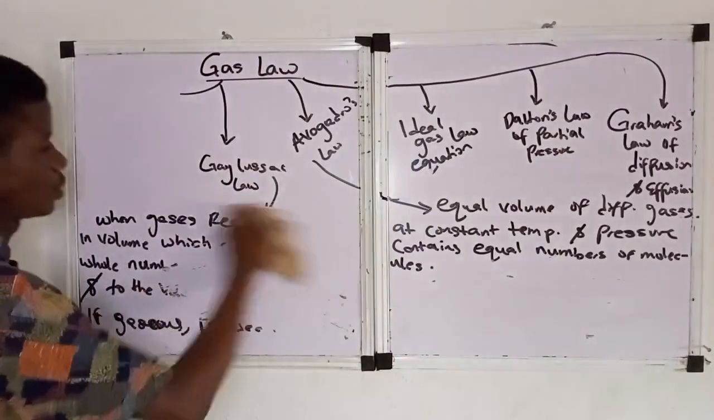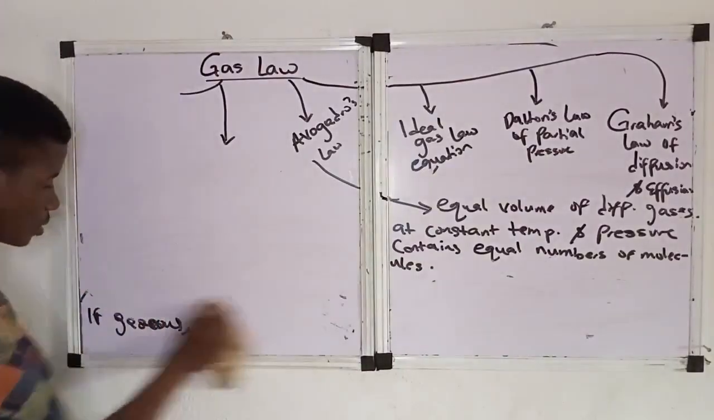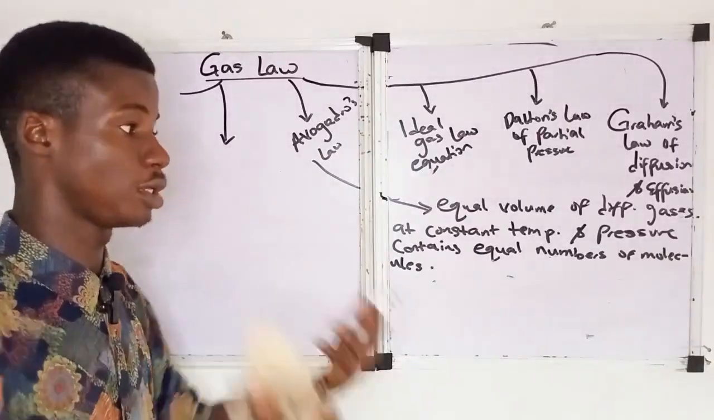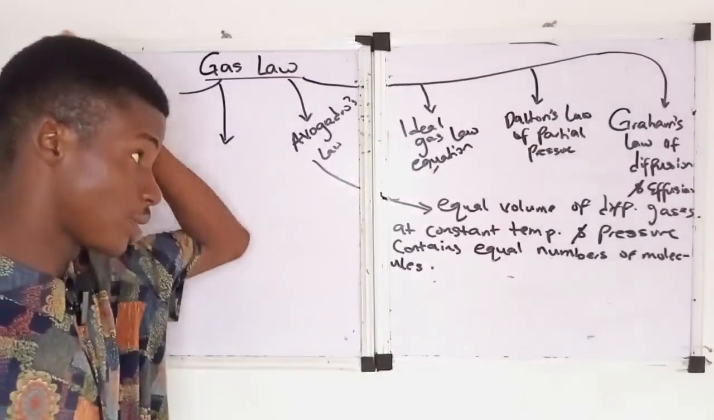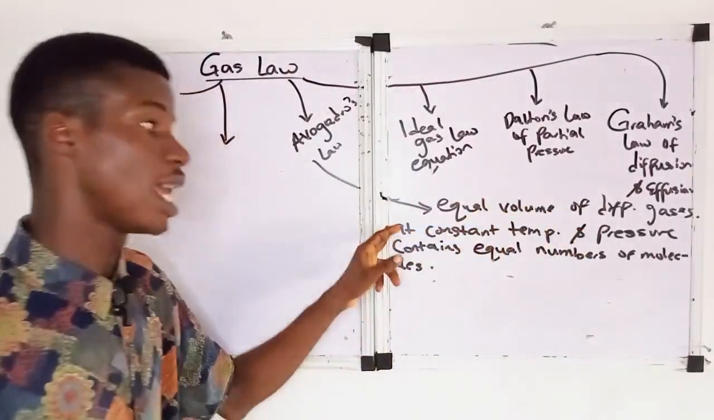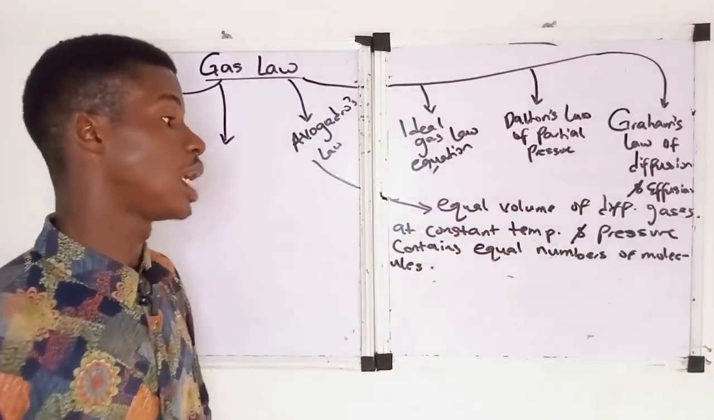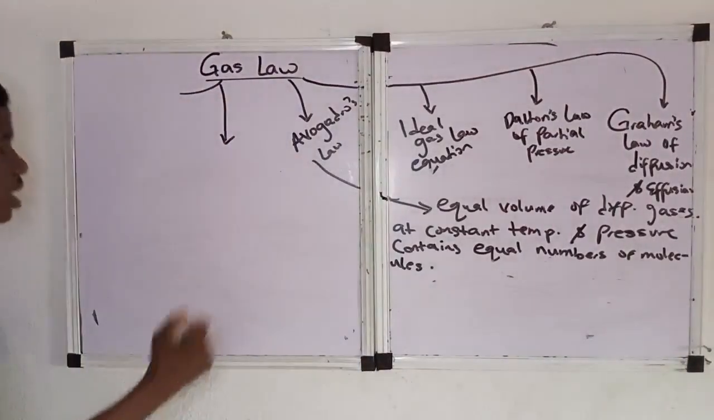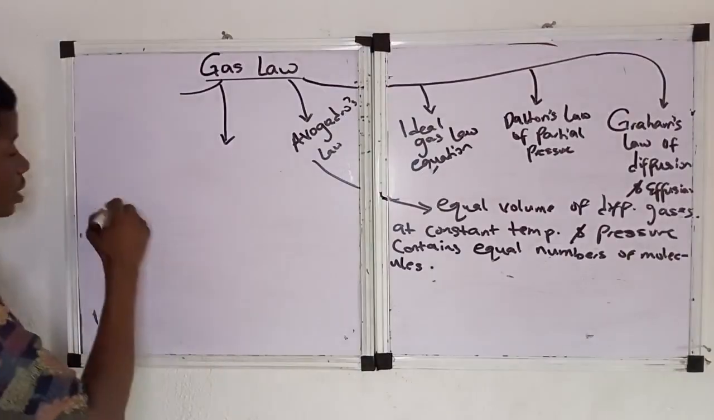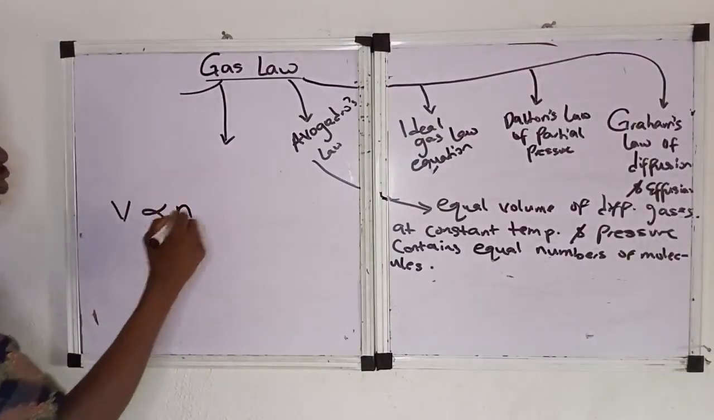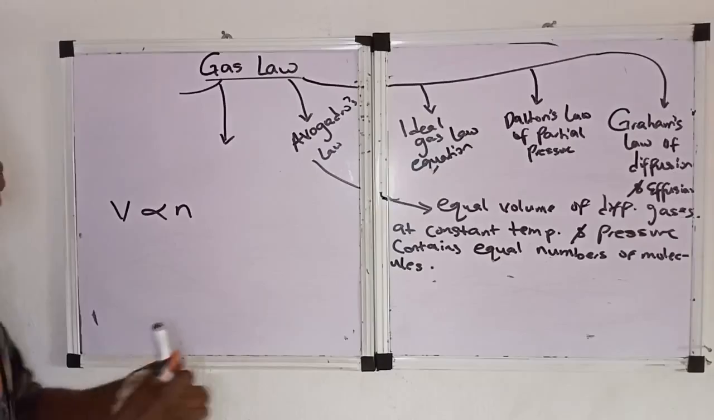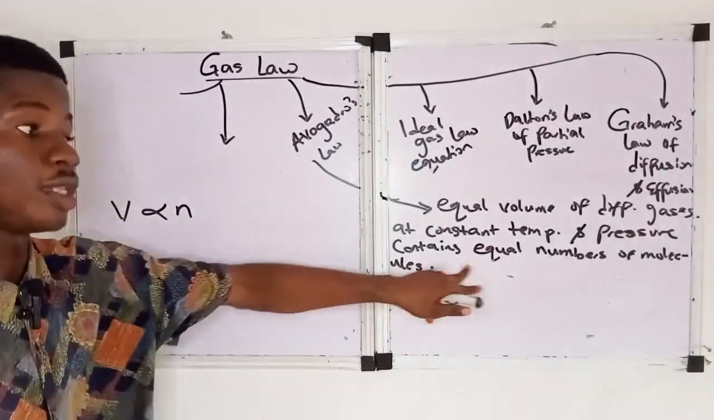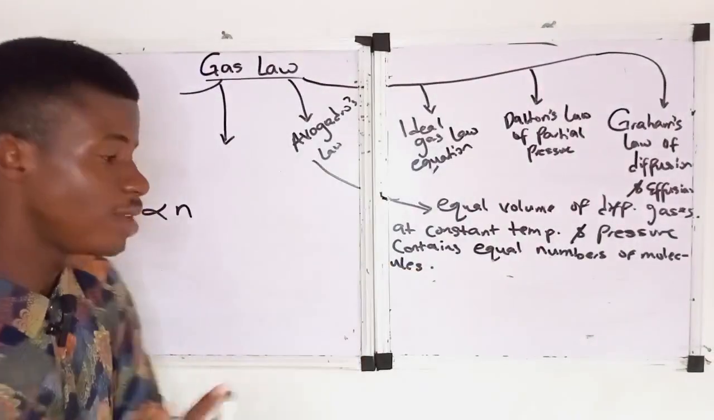Now what about Avogadro's law? What is Avogadro's law saying? Avogadro's law explains Gay-Lussac's law more. Avogadro's law states that equal volumes of different gases at constant temperature and pressure contain equal numbers of molecules. So Avogadro is telling us that volume is proportional to the number of moles. Now let me give you an example.